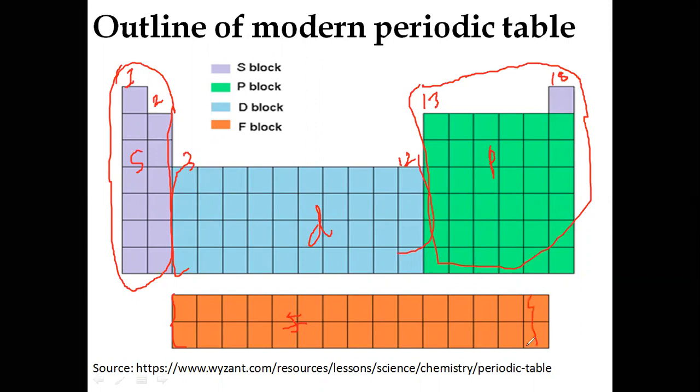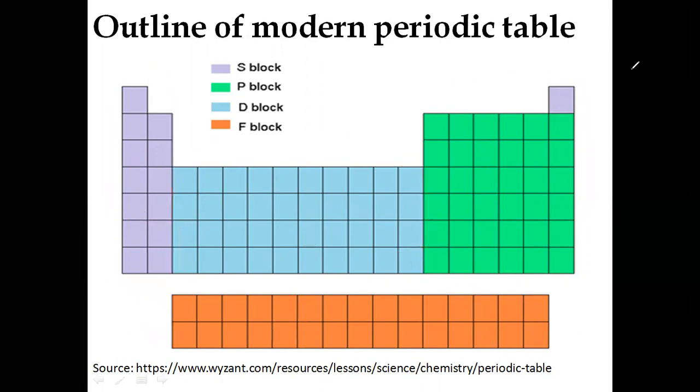As I explained in the last video, from group number 3, in period number 6 and period number 7 we have these series, and these series are called the lanthanide series and actinide series respectively. And these two series comprise what? F block elements. So in this way we have the four blocks. Now the next statement is very important. There are three types of elements present in this modern periodic table.